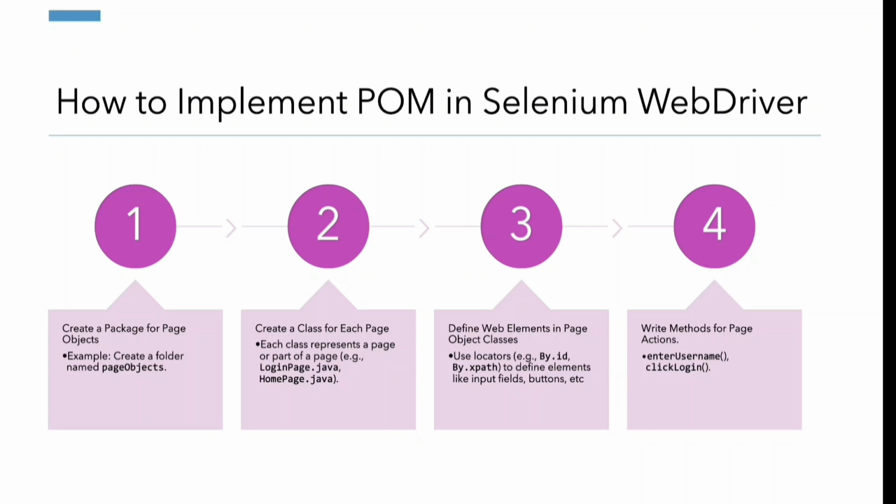Second, after creating a class for each page, we create each page as Java code, like LoginPage.java, HomePage.java. Then we need to define the web elements in each page object class, like by id, by XPath. That way we can call them from different scripts. Then we have to write the methods for page actions, like the username, click methods, which we can use inside our test script. This is how we can implement POM in Selenium WebDriver.